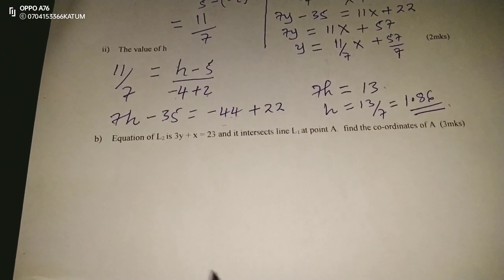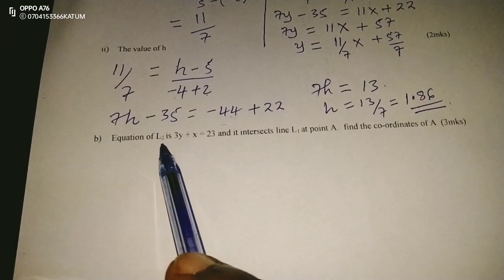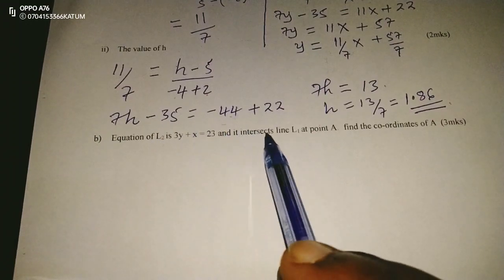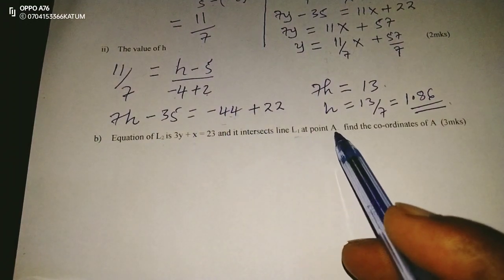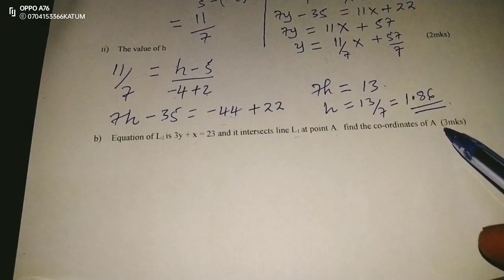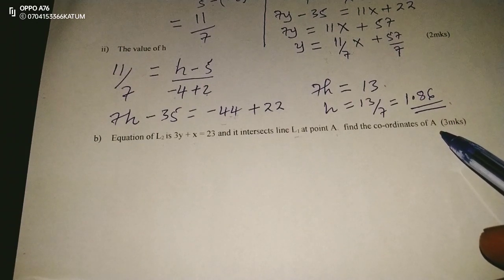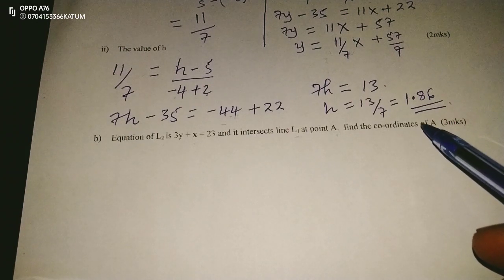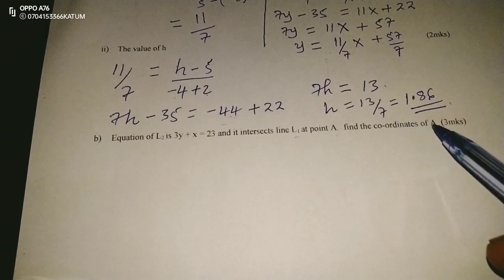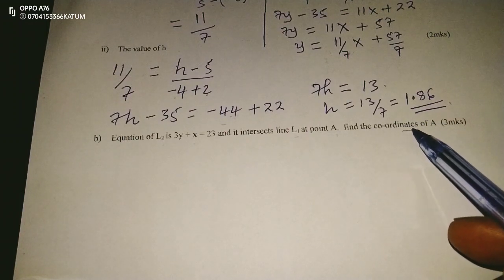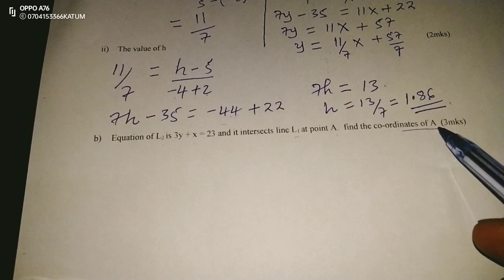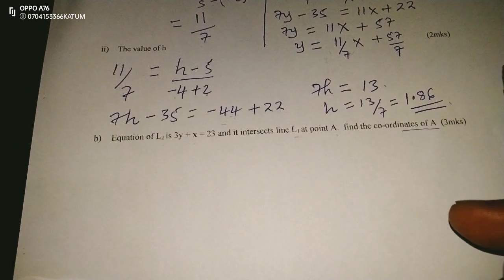The next is part B. The equation of L2 is given here, and it intersects L1 at point A. Find the coordinates of A. The coordinates of A are the coordinates of the point of intersection of L1 and L2, and we have the two equations. That means for us to find the point of intersection of the two lines, we have to solve the two equations simultaneously.